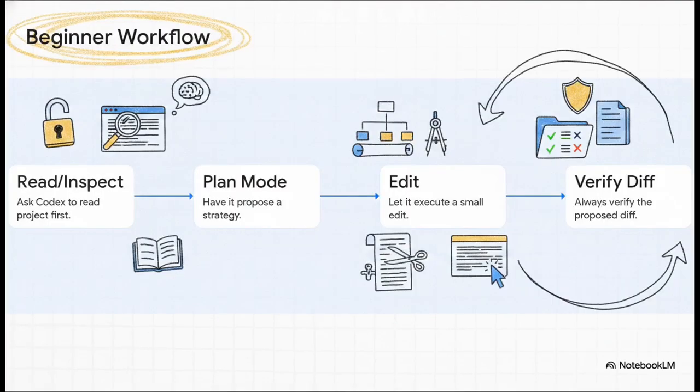And that brings us right to what we call the golden beginner workflow. Please do not ask Codex to just build the whole app on day one. It's a recipe for disaster. Instead, you're going to follow this loop. First, ask it to read and inspect your project, get it up to speed. Second, use plan mode to have it propose a step-by-step strategy without changing a single line of code. Third, let it execute one small edit. And fourth, always verify the diff. This looping framework is exactly how you safely guide your new AI teammate.